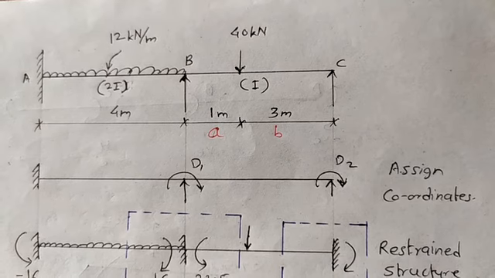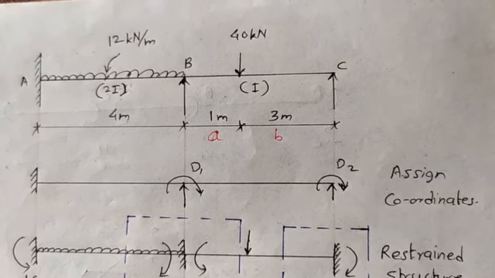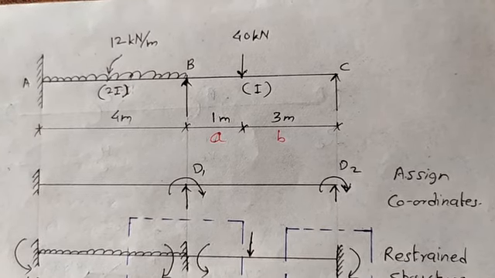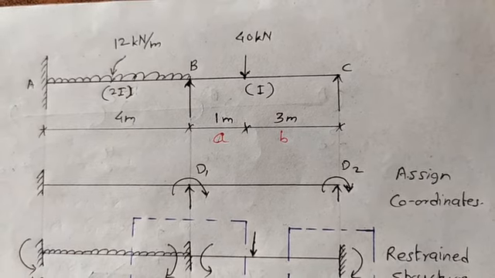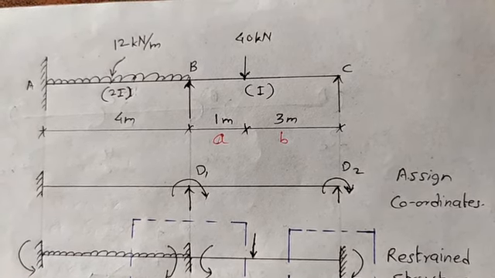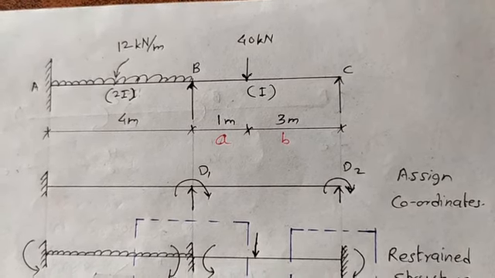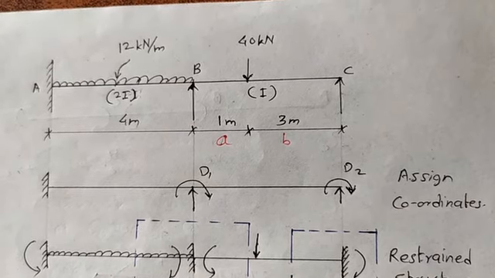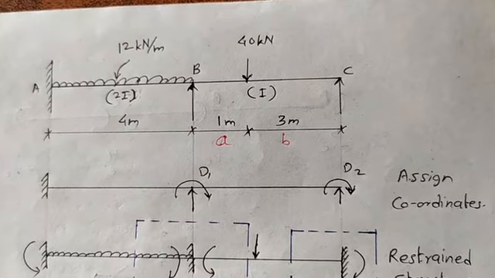Now the next step is assigning coordinates. Assigning coordinates means we have to just assume the directions of D1 and D2. Remember, these are just assumed directions. We don't know the actual directions. Here in this example, we have assumed both D1 and D2 as clockwise.